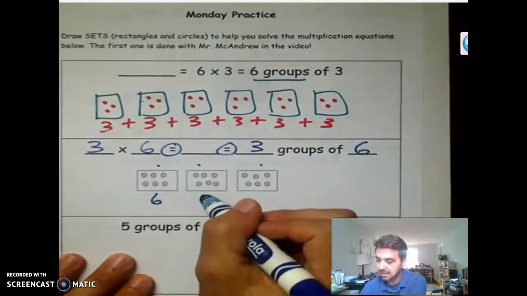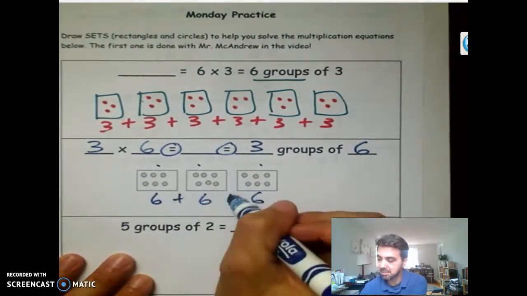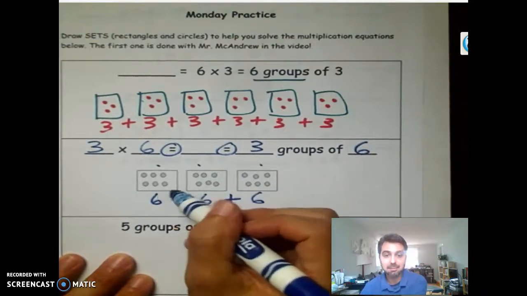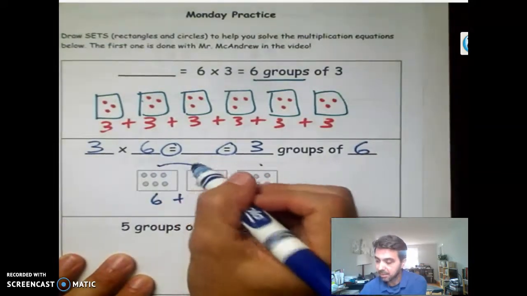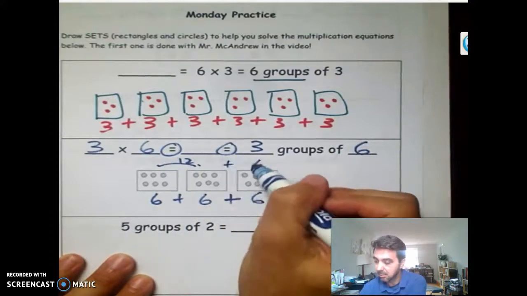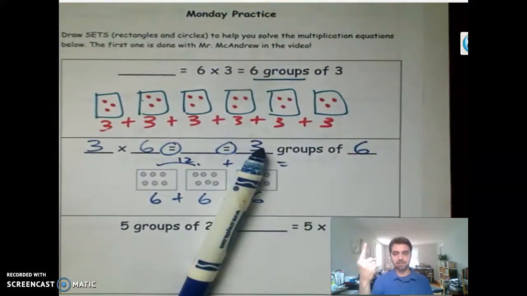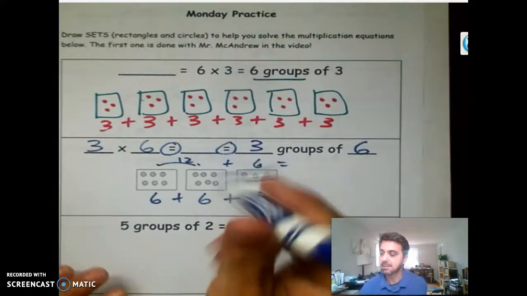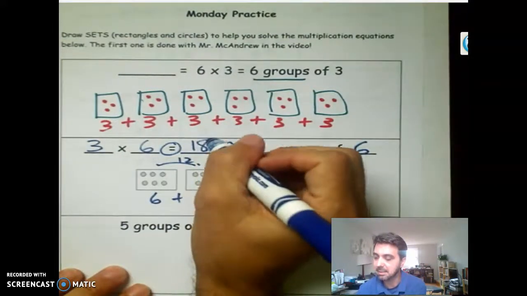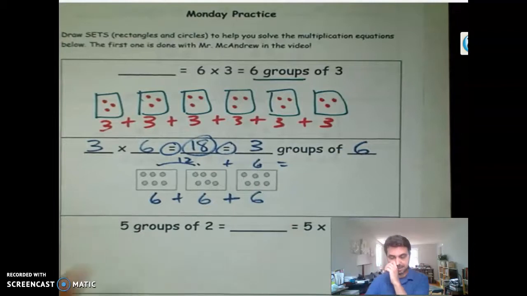I have 6, 6, and 6. So 6 plus 6 plus 6. I know that 6 plus 6 is 12. So this is 12. Plus 6 more gives me, let's see, 12 plus 6, 12, 11, sorry, 12, what am I doing, 11? 12, Mr. McAndrew, silly man. 12, 13, 14, 15, 16, 17, 18. So I added 6 and I got 18. So I know that 3 times 6 is equal to 18. And here's my picture of it.